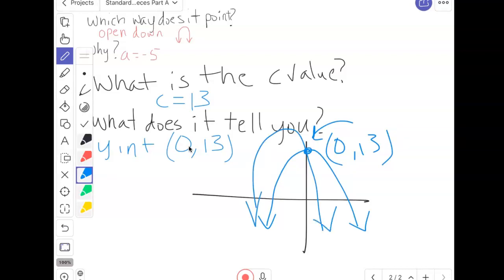So hopefully this helps you guys out on figuring out how you know which way it points and how you know where the y-intercept is.